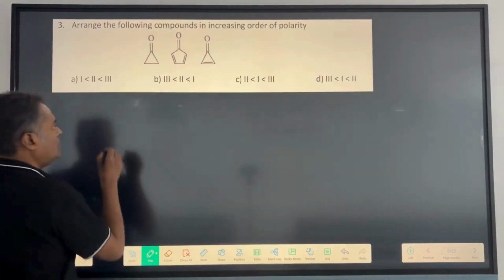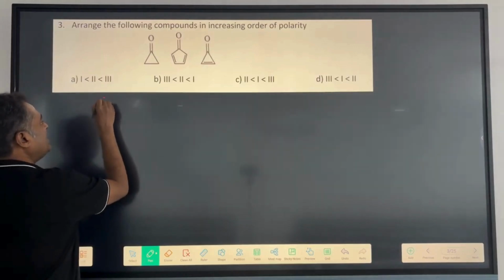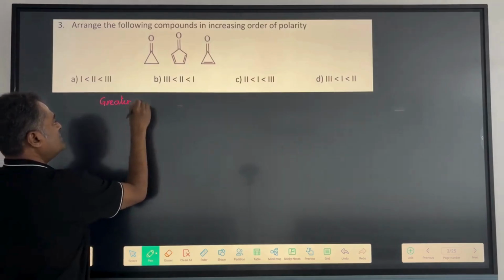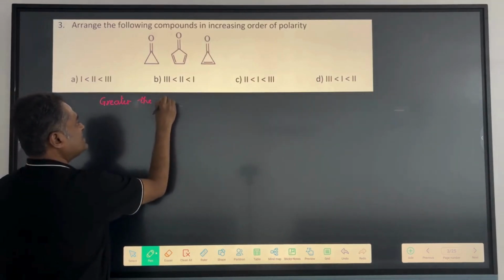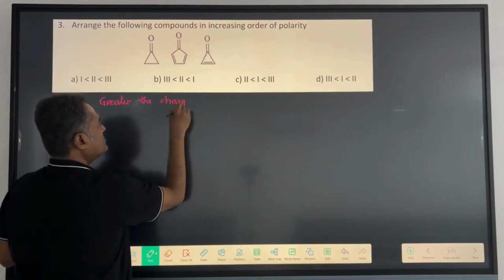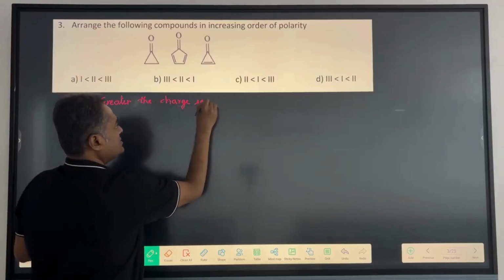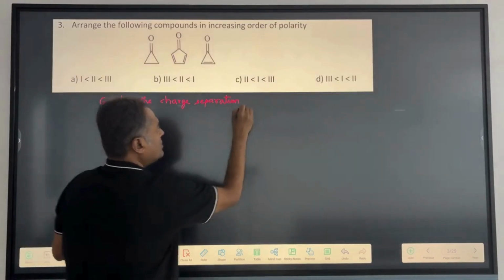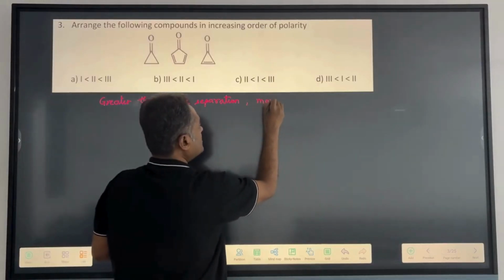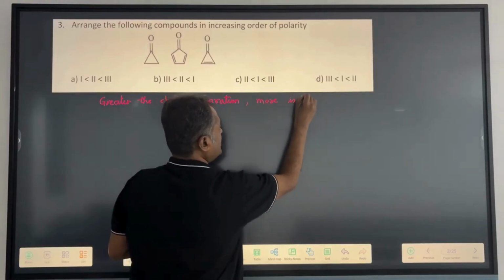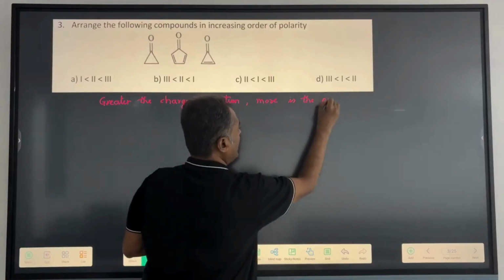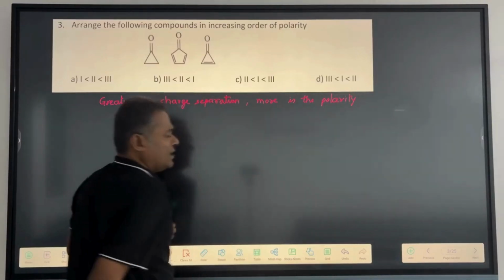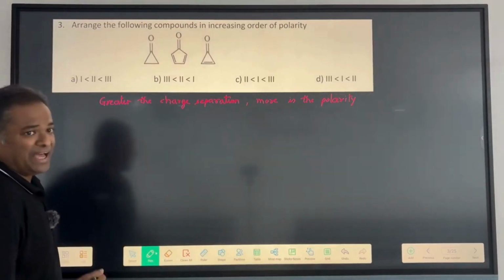So, first thing here is: the greater the charge separation, the more is the polarity. Now, you will ask, what do you mean by this? Just wait. I will take all 3 examples that we have here.